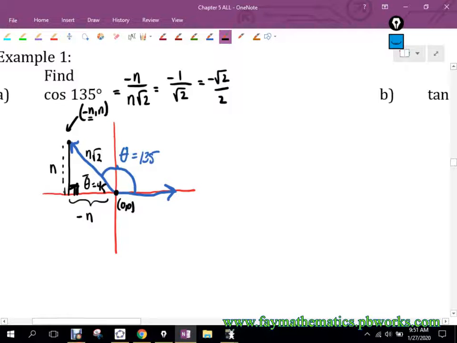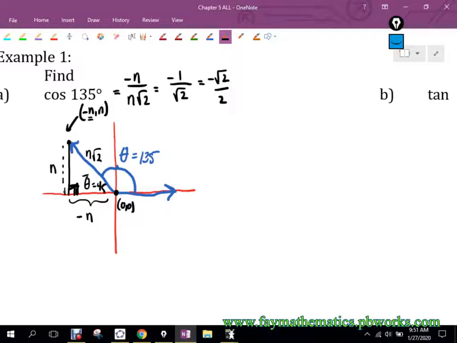Does that make sense? Now, when I'm done, I just got to make sure of this. Is my cosine, all students take calculus, cosine is supposed to be negative in the second quadrant? Yeah, sine is the only one that's positive, right? Is my cosine negative? Did our answer just come out to be negative? Yes. So we're good.